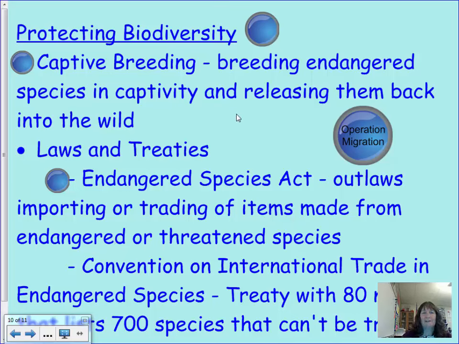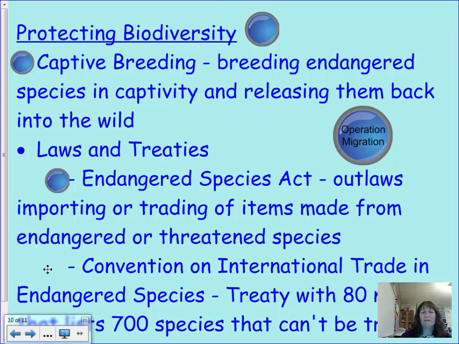Protecting biodiversity. Some of the things that we do to help biodiversity, one of them is captive breeding, where we breed endangered species in captivity and release them back into the wild. There's one not too far from us, just north of Wisconsin, called Operation Migration, and they captive breed whooping cranes, and then they teach them how to fly the migration route down to Florida, and they do that every year.